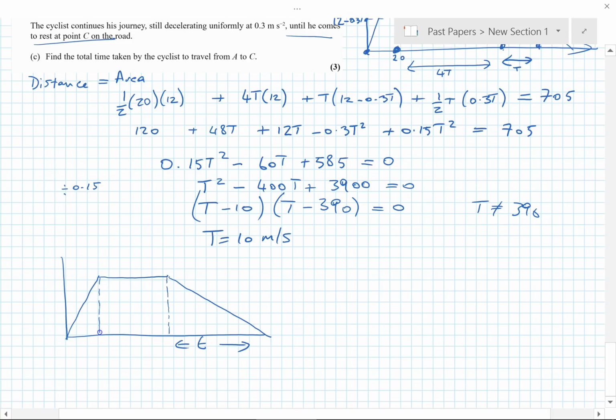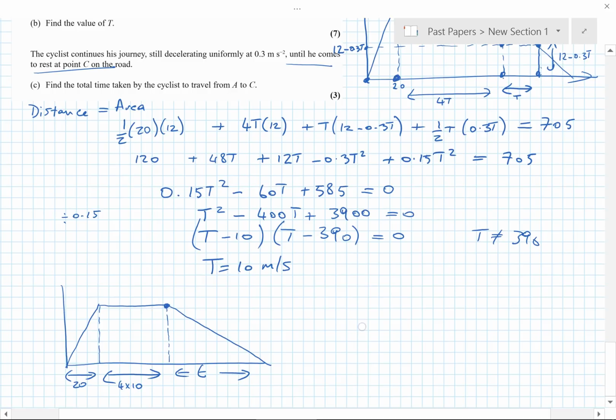We already know that t is equal to 10, so we know this length here is 40, 4 times 10, and we know that this length here is 20. So we can work out t easily enough. Again, we could use v is equal to u plus at, or we can use gradient is equal to acceleration.